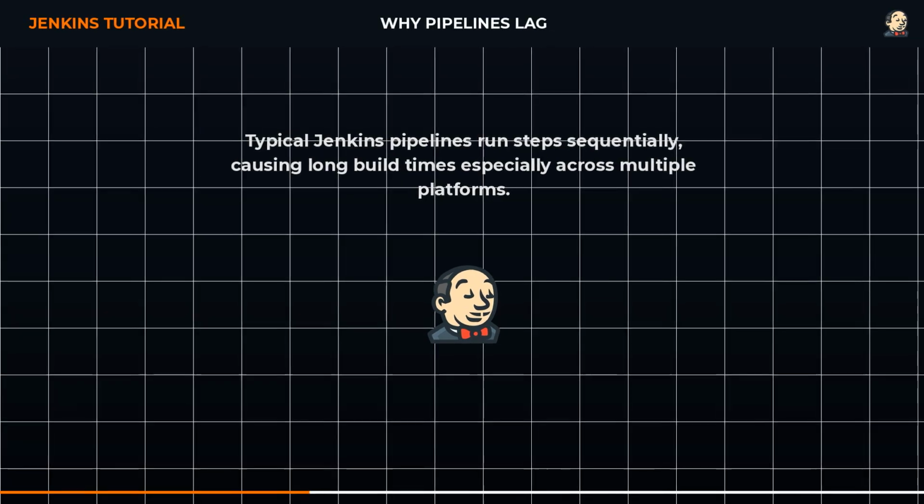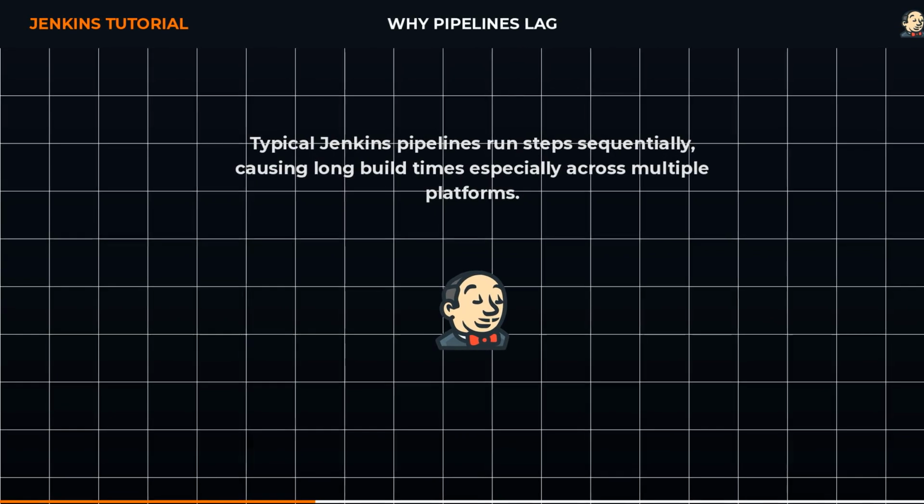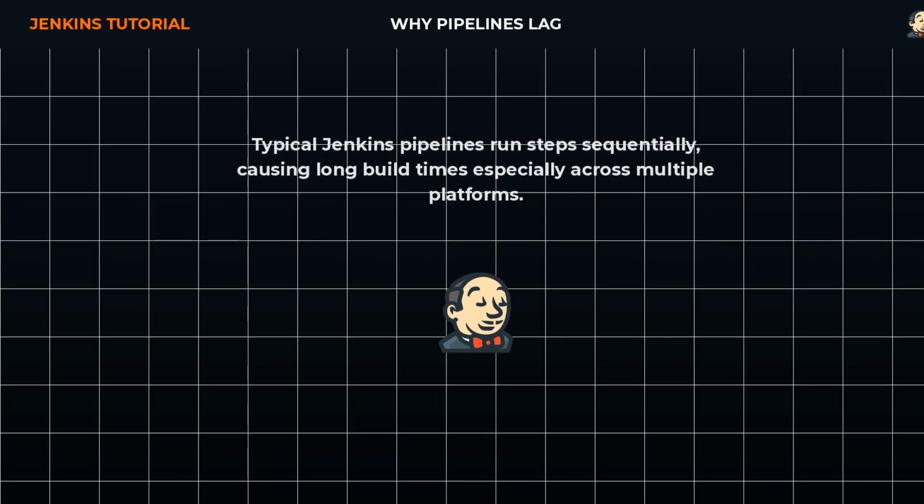Most teams start with a simple linear pipeline: build, test, deploy one after another. When you need to build for Linux and Windows, the jobs run back-to-back, doubling the total time. This sequential approach becomes a bottleneck as code bases grow and more environments are added.